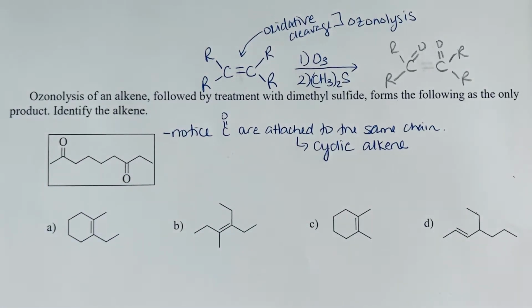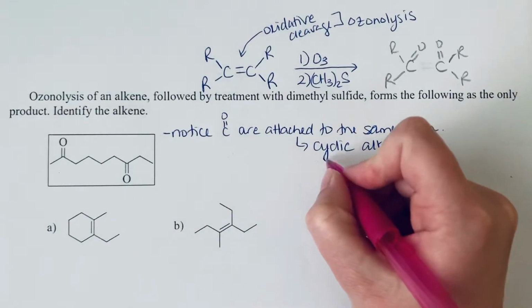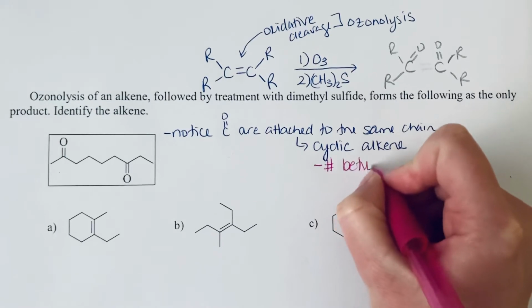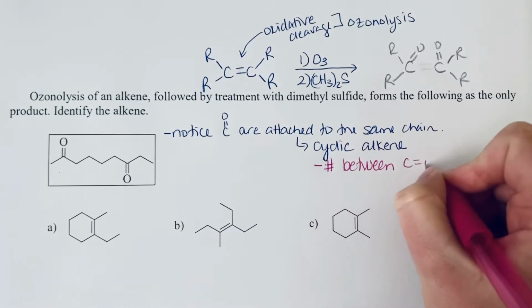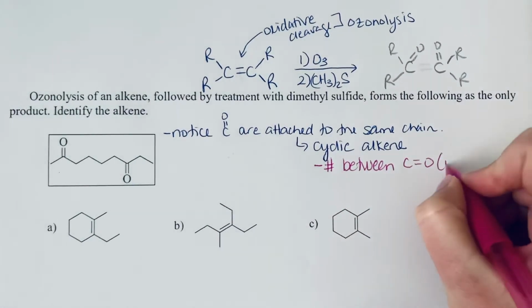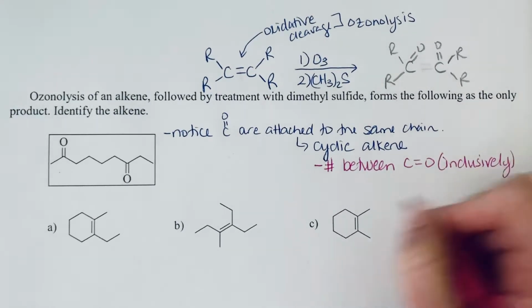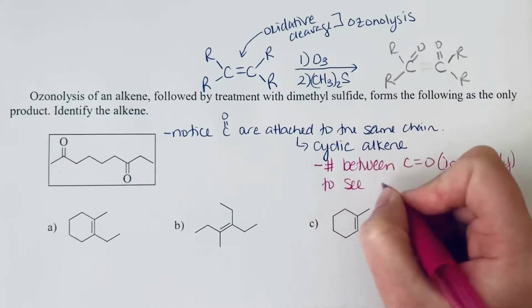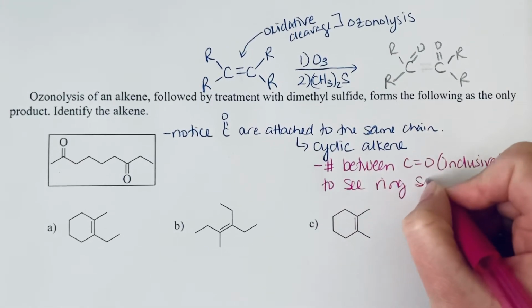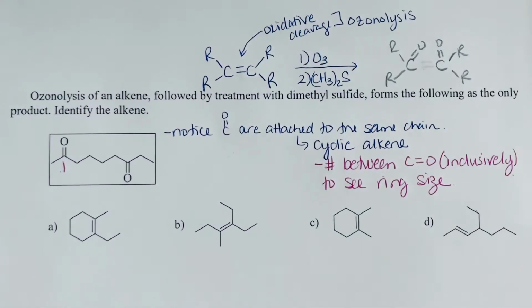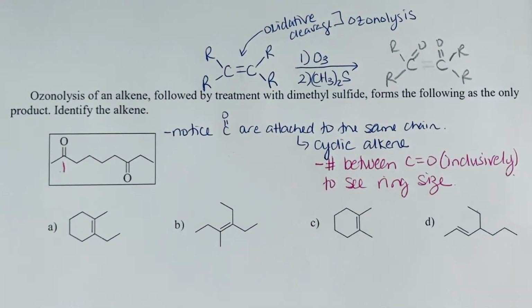So what we want to do is number between the carbonyls to see what size ring. That's what we're going to do as our strategy. So number between the carbonyls, inclusively, we're including those carbon atoms. And we're doing this so we can see what the ring size was. Okay, so I'm just going to start at 1 and count to the other. I'm not worried about IUPAC numbering here at all. I'm just keeping track of carbon atoms.